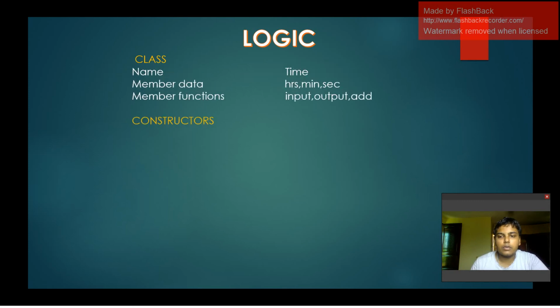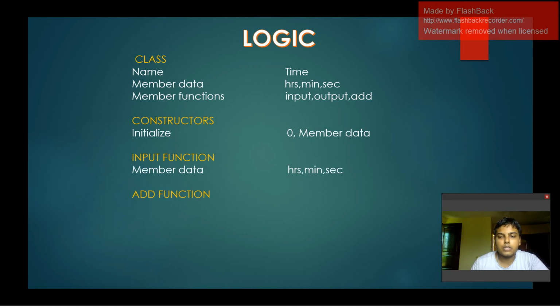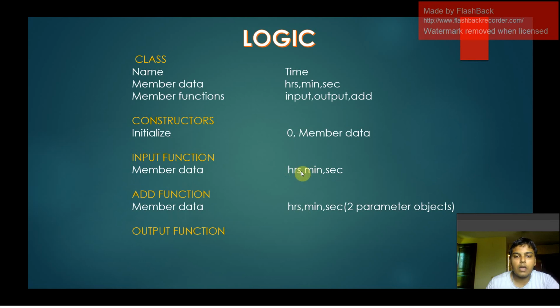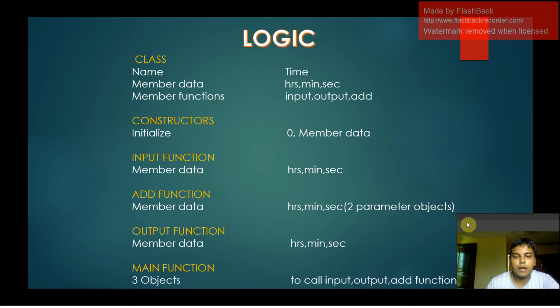And coming to input functions, you need to input the data, and to add, the objects should be passed to the function. Here two objects should be passed together, then only you can add two data. Output also the same way, the output has to be given in a separate function. The main function will have all three objects and will pass the necessary action to the functions.